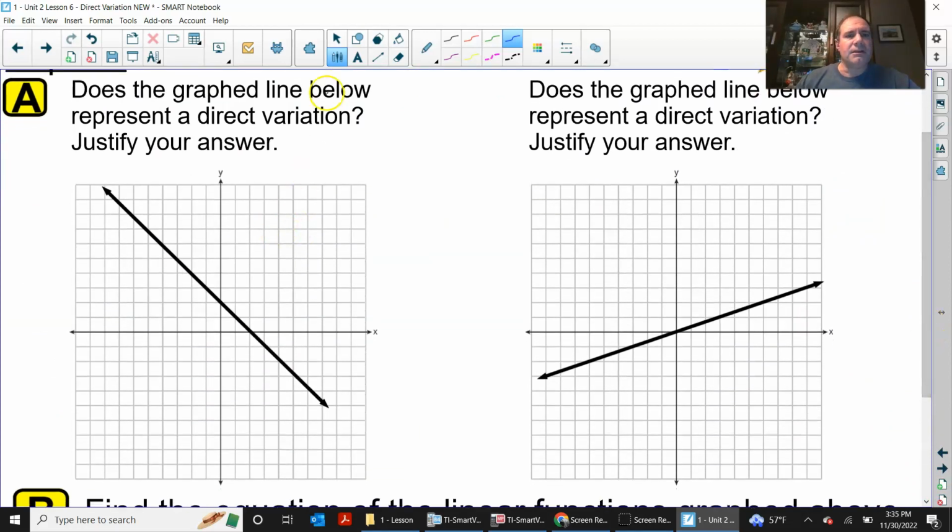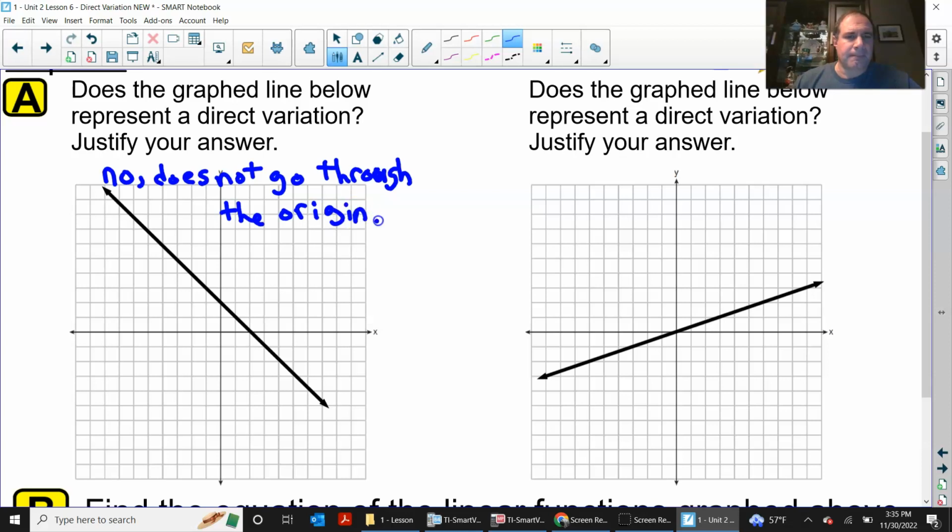Does the graphed line below represent a direct variation? And you're going to put no. And it does not go through the origin. For this one, you're going to put yes. Right there, the line goes through the origin. Yes, it is a direct variation.